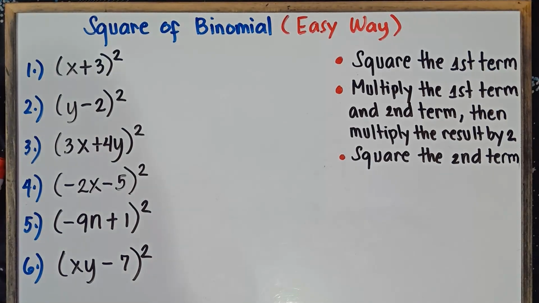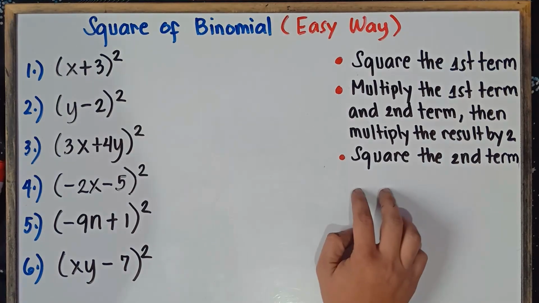Our topic for today's class is all about the square of a binomial. So without further ado, let's do this topic. I will give you 6 examples, class, for you to really understand this one. Actually, class, for the square of a binomial, you can answer this right away if you master the following procedures. So these are the procedures.